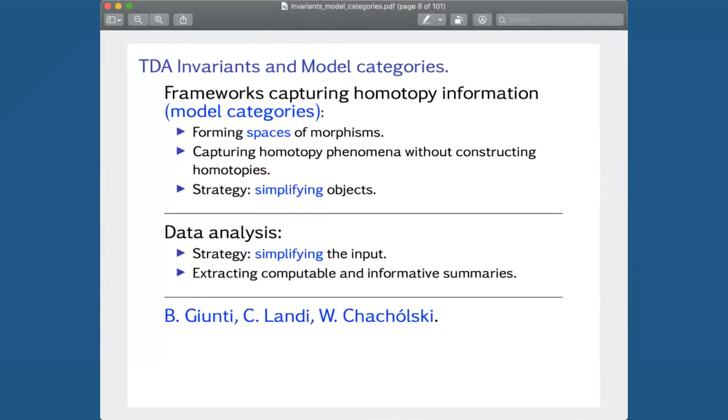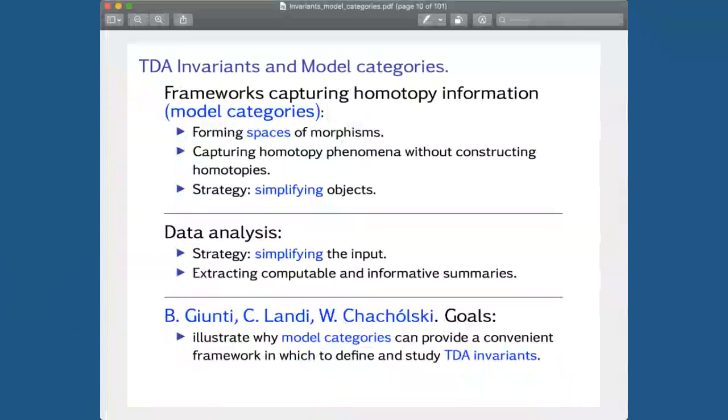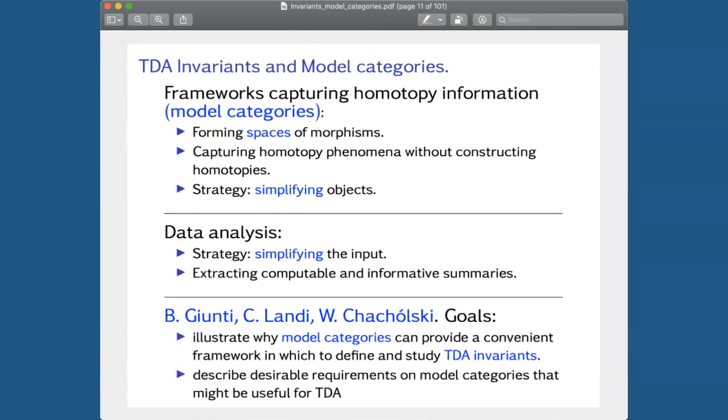This talk is based on our work with Barbara Giunti and Claudia Landi and has two primary goals. The first is to illustrate why model categories provide a convenient, in our mind, framework in which to define and study topological data analysis invariants. The second goal is to describe desirable requirements on this framework for doing homotopy theory that might be useful for topological data analysis. That's my goal: to illustrate what this abstract framework has to do with topological data analysis.